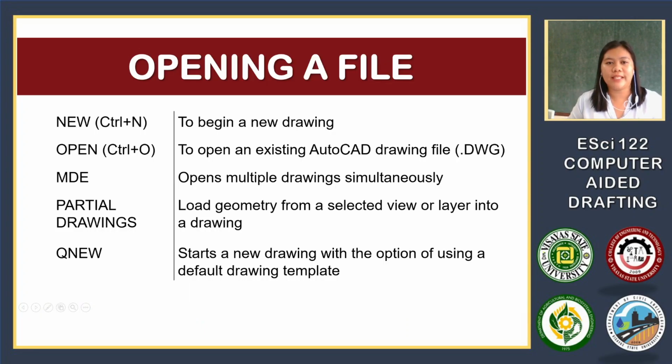Okay, so let's now discuss how to open a file. To begin a new drawing, just press Ctrl N. To open an existing AutoCAD drawing file with a file extension .dwg, just press Ctrl O. Then to open multiple drawings simultaneously, MDE. When we load geometry from a selected view or layer into a drawing, that is a partial drawing. Then when we say Q new, this is to start a new drawing with the option of using a default drawing template.